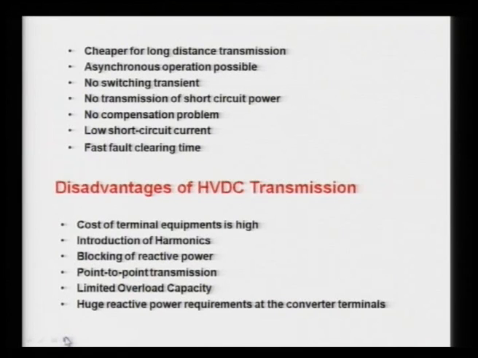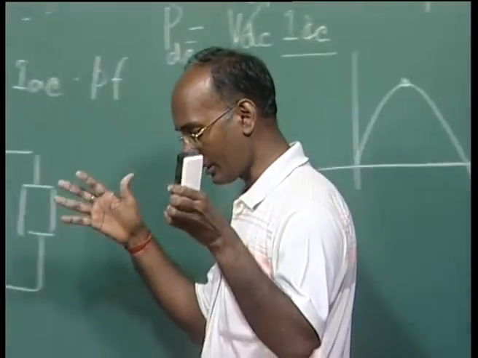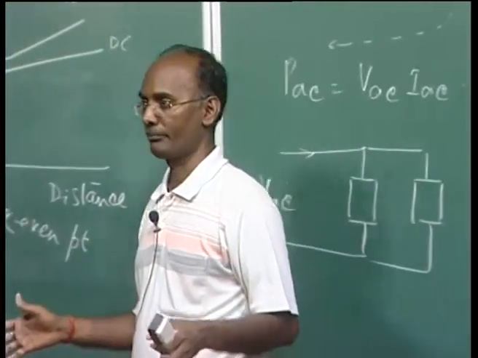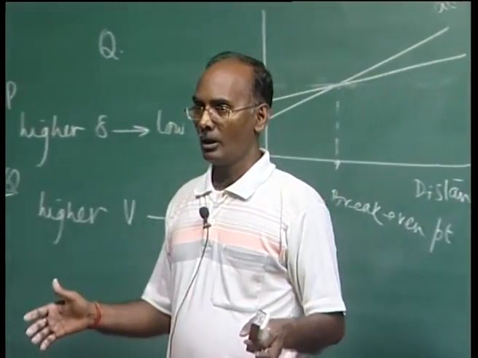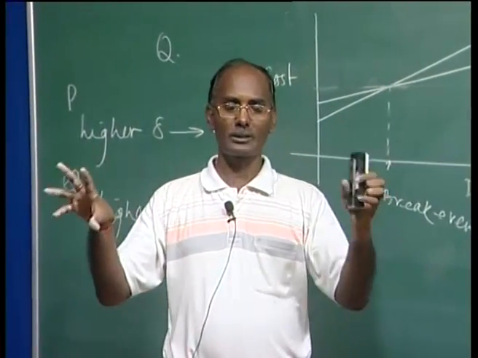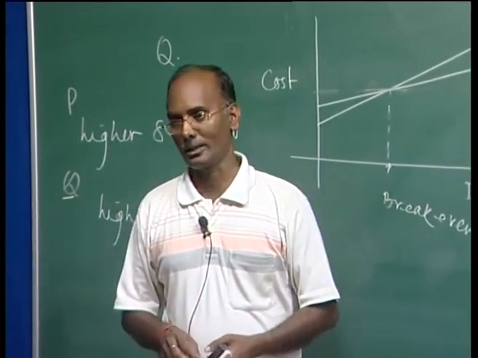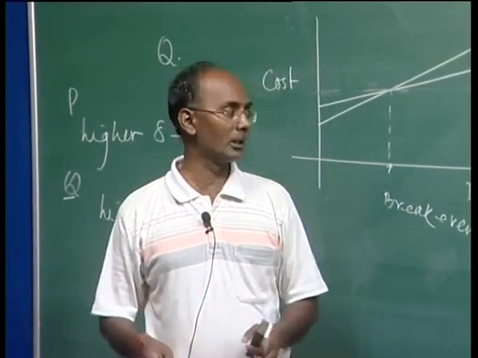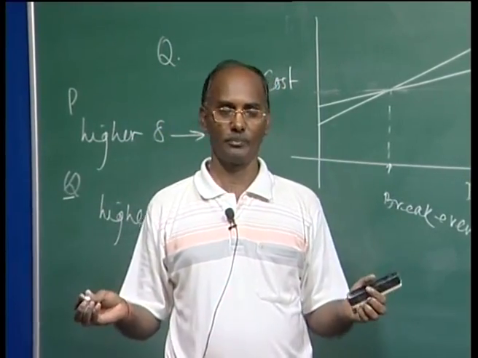So that's why it is written cheaper for the long distance. Long distance means more than the break-even, otherwise it will be expensive. Another advantage here is that asynchronous operation is possible. In the AC system, the frequency of the interconnected system should always be the same in the steady state. But suppose you have two different frequency systems, you cannot connect them by the AC system, and the option is that you have to connect by the DC system.